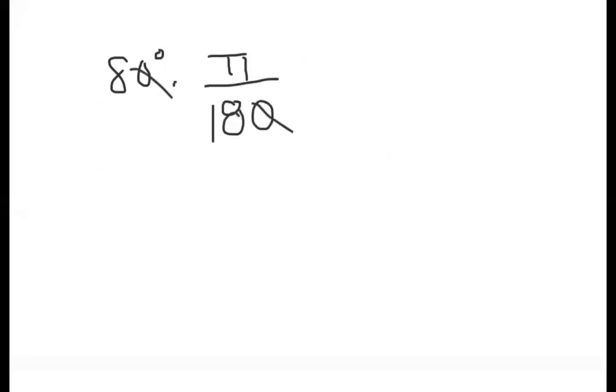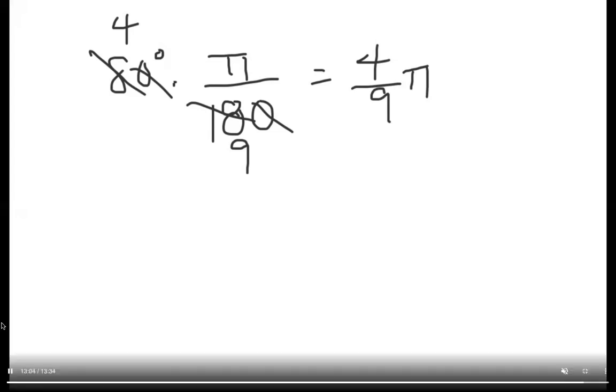Like if we're converting 80 degrees to radian measures, again, simplify the zeros. 2 goes into 8 4 times, 2 goes into 18 9 times. And so that leaves you with 4 over 9 pi. I feel like I did this one before. So there, okay? Maybe I didn't, okay?